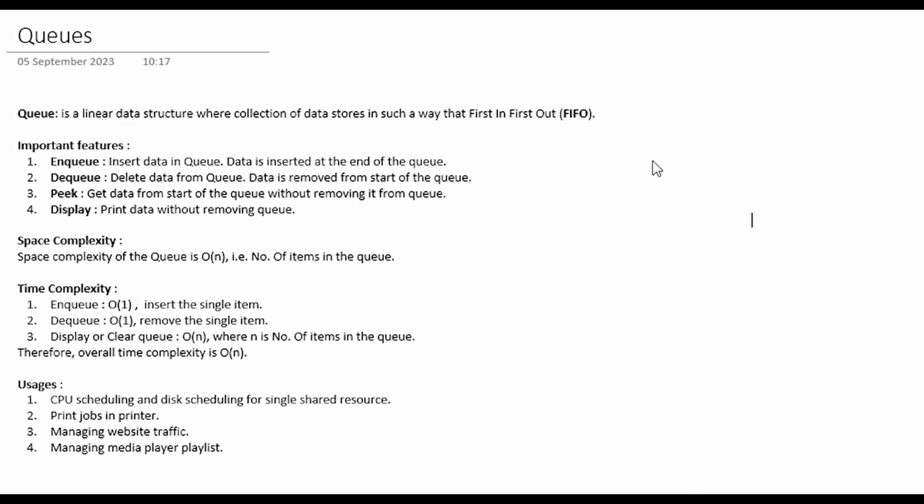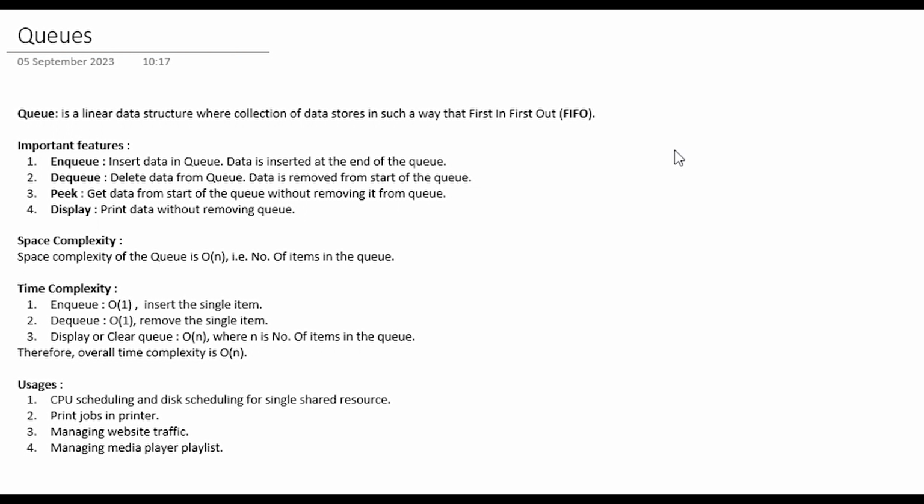So today we are going to learn about queues. Queue is another data structure. It is a linear data structure where a collection of data is stored in such a way that the first inserted item will be removed first. So for example, when we queue in a ticket counter where we purchase some tickets, maybe movie tickets, there are various important features. Let's talk about them one by one.